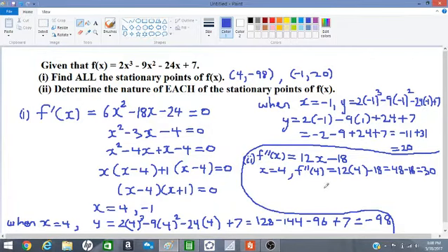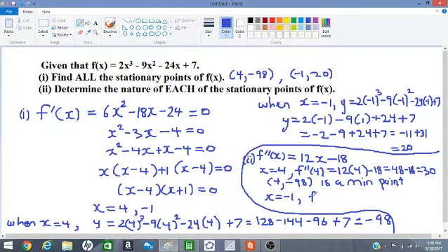Okay, so now we have d squared y dx squared, or f double prime x is more than 0. And because 30 is more than 0, that means that the point (4, minus 98) is a minimum point. It's a minimum point.